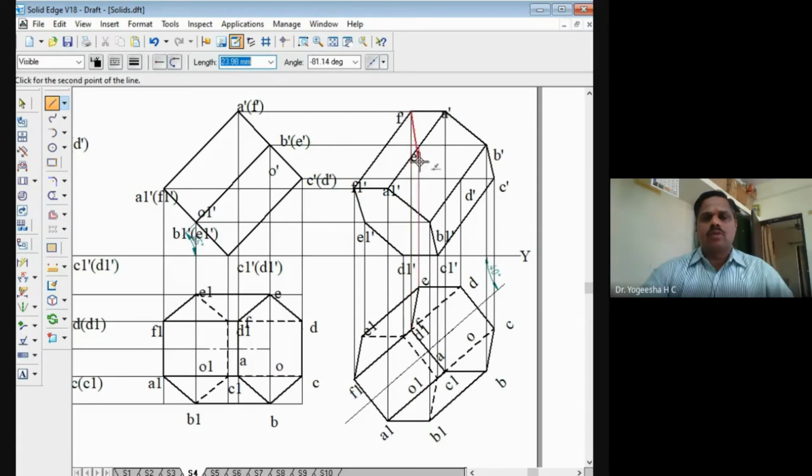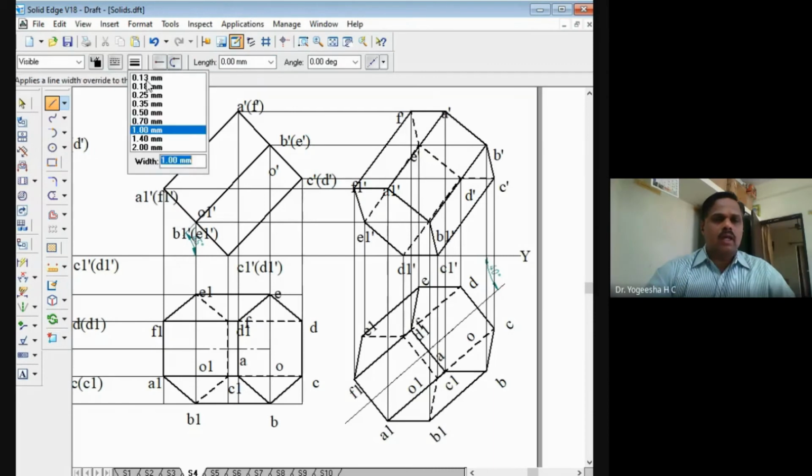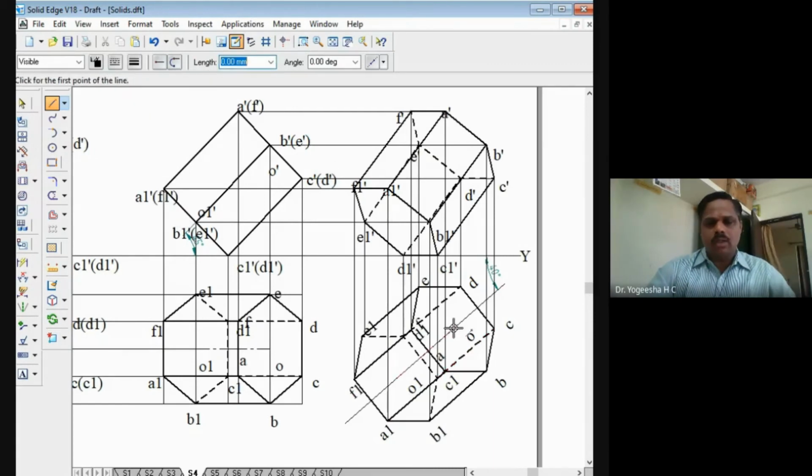That is, F to E is a hidden line. E to D is a hidden line. D to C is a hidden line. Then what is here? This E to E1, it is a hidden line. Then D1 to D is a hidden line. We can join that. From O1, we have to join an actual line now. So from O1 dash here, the point O1 is here. From O1 to O1 dash, here it is.